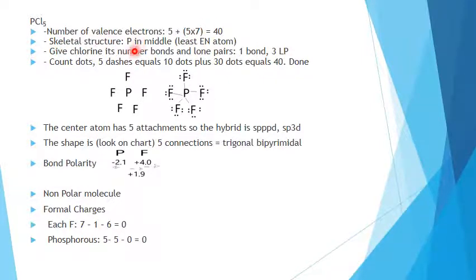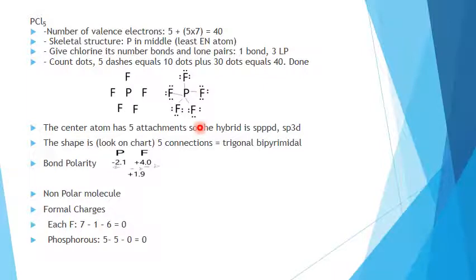For the skeletal structure, we put P in the middle. It's the least electronegative atom, and it's also the only one that can go in the middle. And put fluorine around it, and its number of bonds and lone pairs. So each fluorine gets 1 bond and 3 lone pairs. And when you count them up, you have 40. So this is your bonding structure.